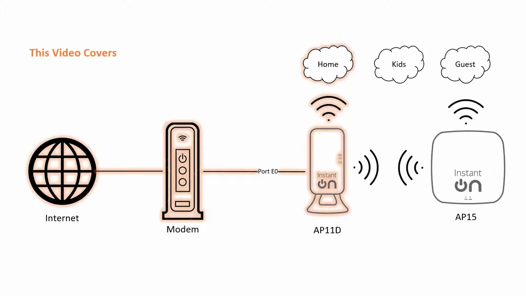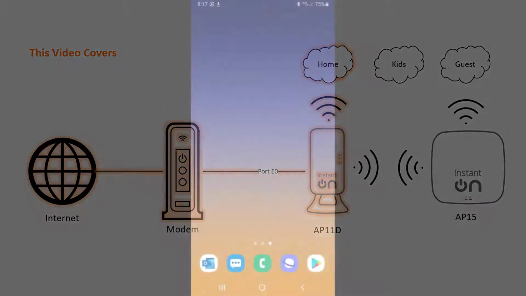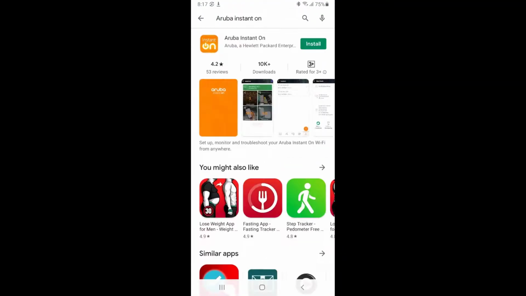In this first video, we're going to onboard your access point onto the Aruba Instant On portal, set it up as our internet router, and also set up our home wireless network. Okay, first off, let's go to Google Play or the Apple App Store, search for the Aruba Instant On app, then download and install it.